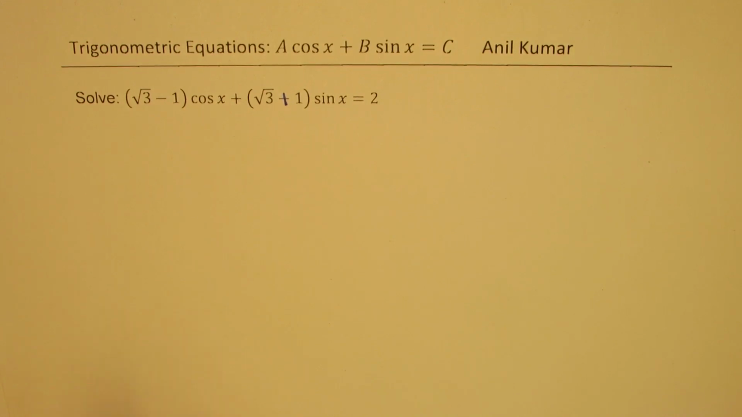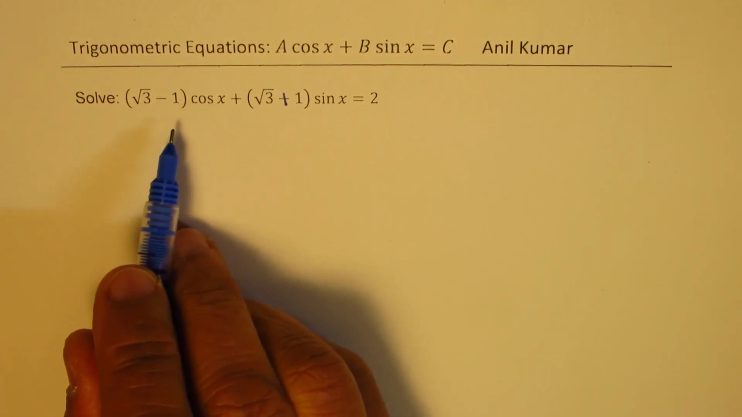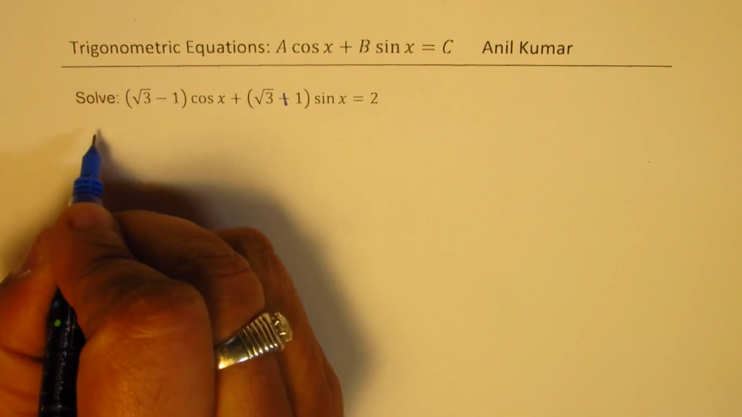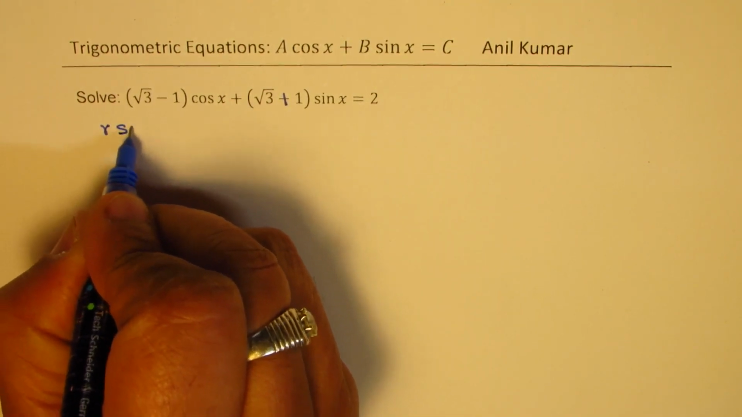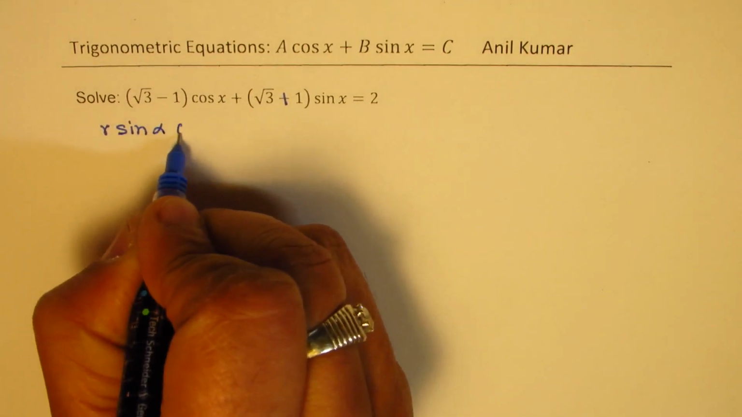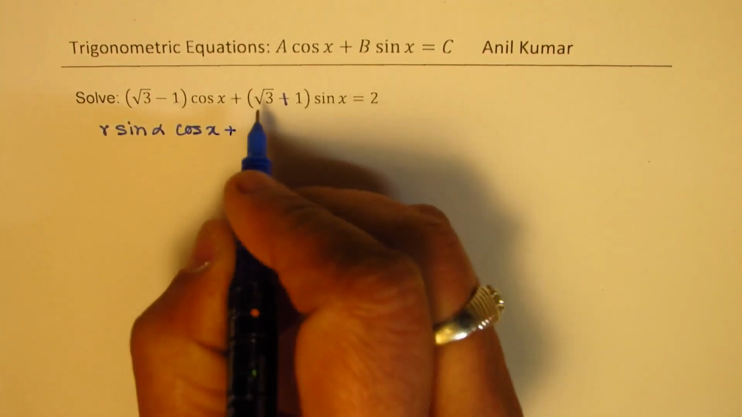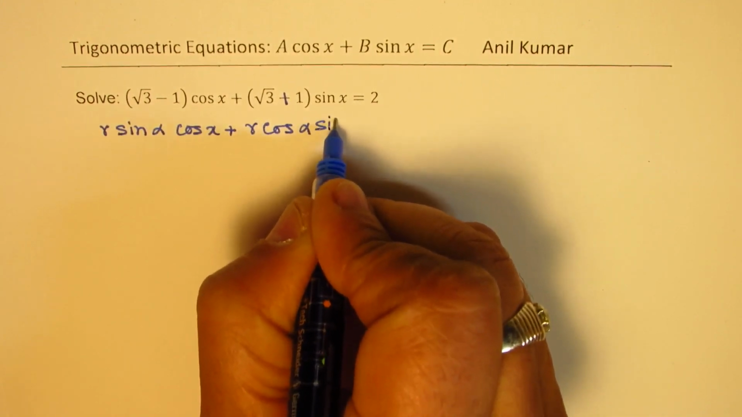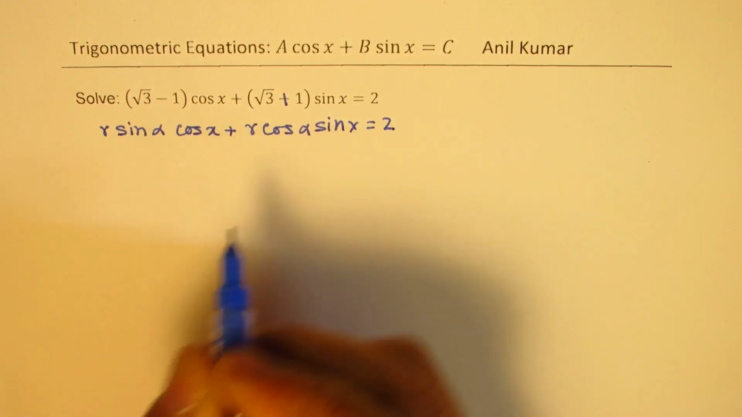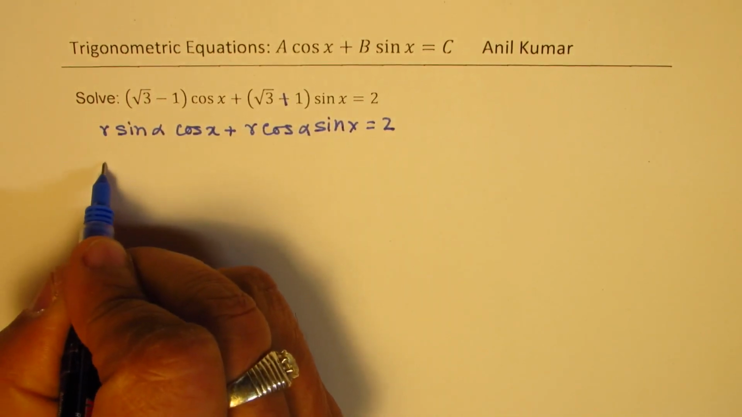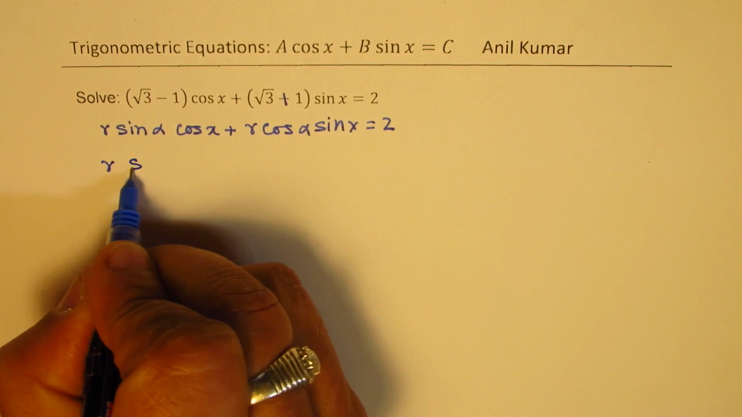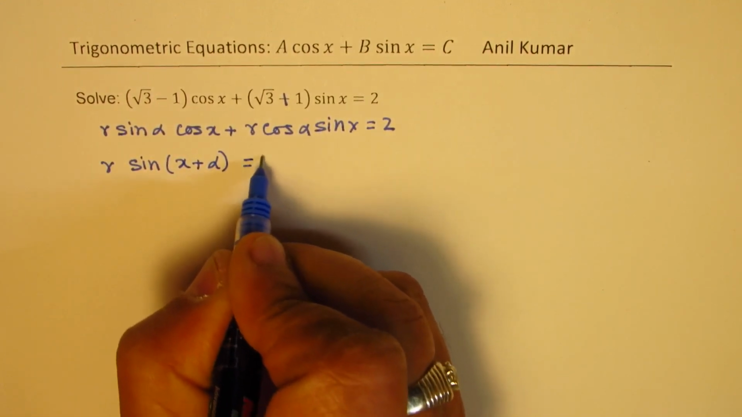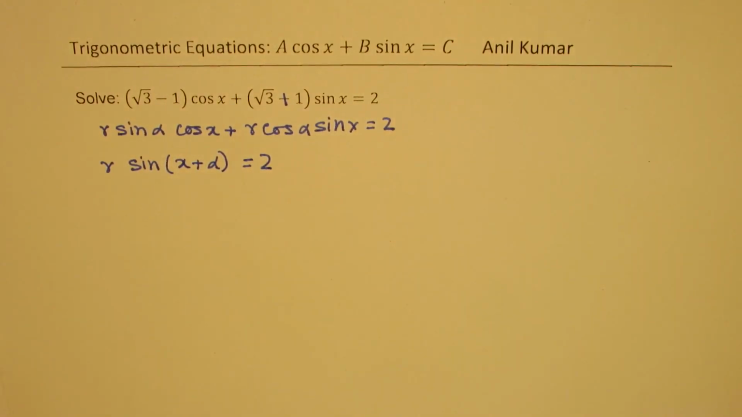Now to solve this equation, we'd like to write this in terms of sine. So I want to make a substitution so that I can write this as r sine alpha cos x plus r cos alpha sin x equals 2. Once I do that substitution, I can write this as r sine of x plus alpha equals 2. So that's the whole idea, correct?